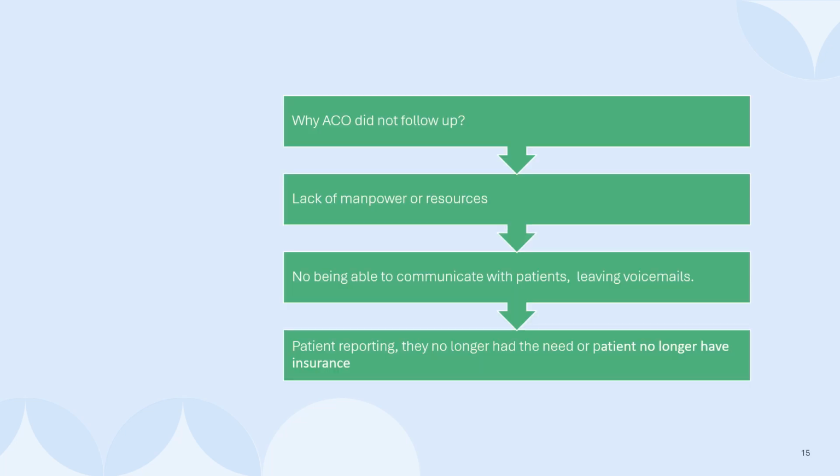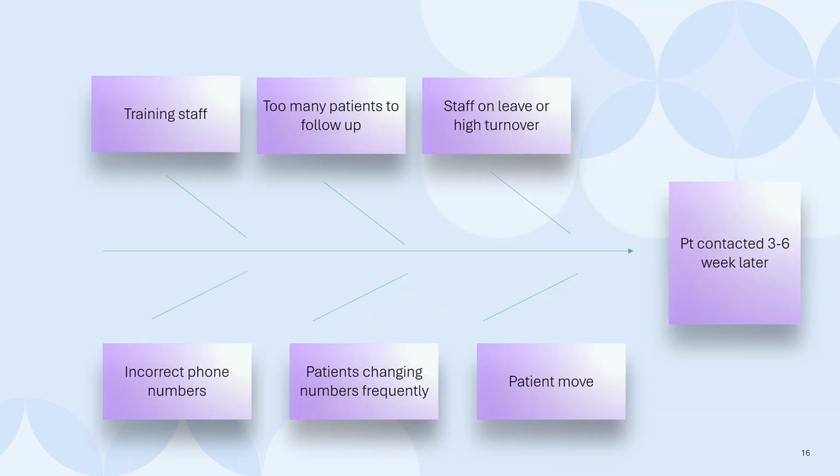So why did the ACO not follow up? The lack of manpower, maybe the lack of resources, or not being able to communicate with the patients, leaving a lot of voicemails. But then also patients just reporting they no longer needed that help, or many times the patient just has no insurance anymore, so then the ACO will stop helping. But our team will intervene. Now, patients were contacted many times 3 to 6 weeks later. So we are trying to figure out the causes of that. And we found that there is a lot of training involved for the staff members, and that is a time-consuming effort.